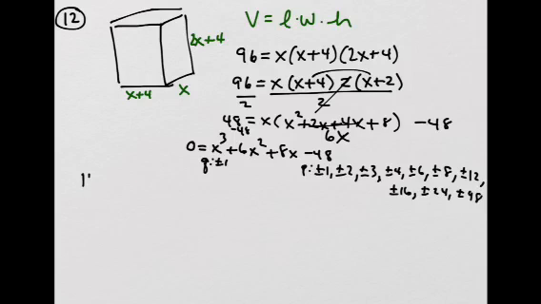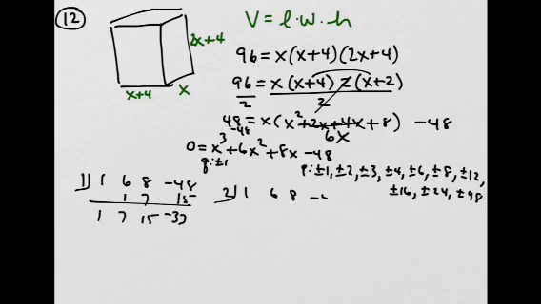So try 1. Although it looks like it's going to be too small for 1 to give me 96, but just still try it. So it's going to be 1, 6, 8, negative 48. Bring down the 1, 7, 15, and it's not going to work, right? It gives you negative 33. Try 2: 1, 6, 8, negative 48. Bring down the 1, 2, 8, 16, 24, positive 48, and 0, and that one works.